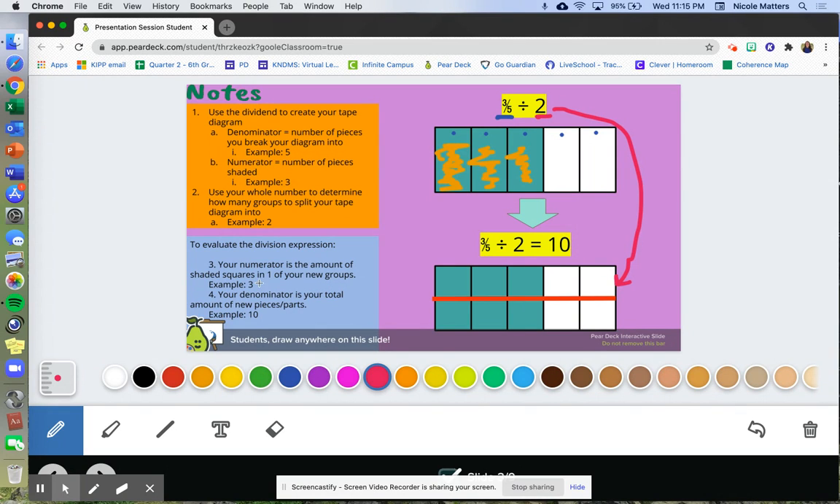Then my next step to evaluate the division expression, that means to come up with my quotient or my answer. The next step I take, see step number 3, my numerator is the amount of shaded squares in one of your new groups. A common misconception is that I have to add up each of these squares. I don't need to do that because what I did was break the original tape diagram into more pieces in doing my division. But I don't actually have more squares shaded. I still have that same amount.